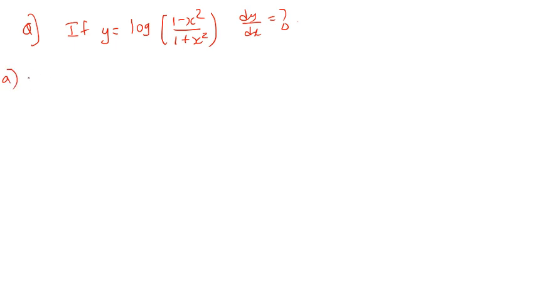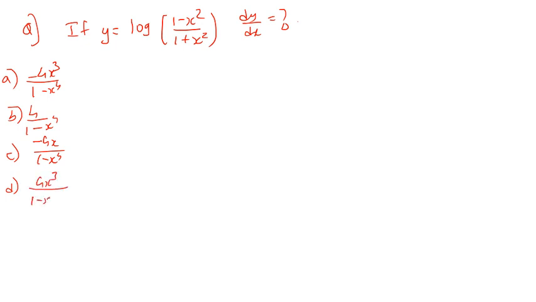If y is equal to log of (1 minus x squared) divided by (1 plus x squared), then find dy by dx. Okay, dy by dx is how much? Option A, they have given minus 4x cubed over 1 minus x to the power of 4. Option B is 4 over 1 minus x to the power of 4. Option C, minus 4x divided by 1 minus x to the power of 4. Option D, 4x cubed over 1 minus x to the power of 4.